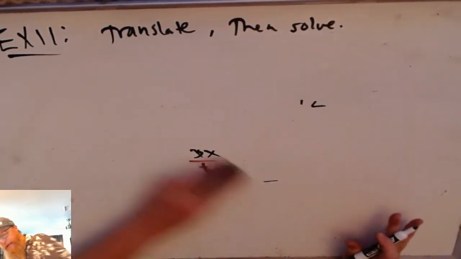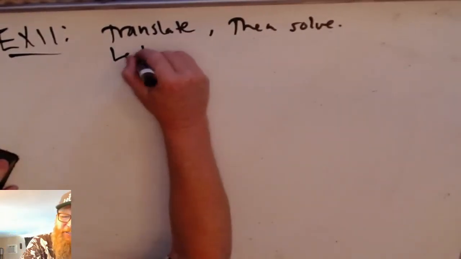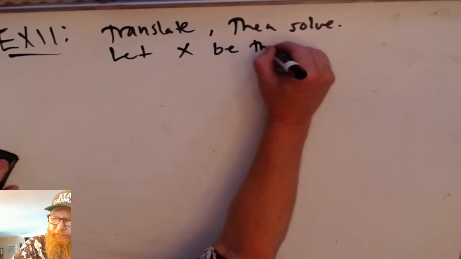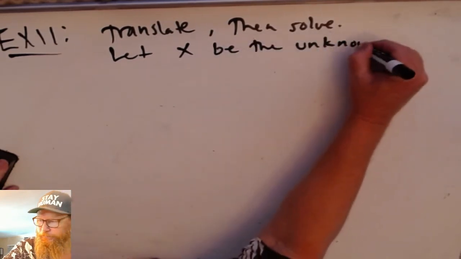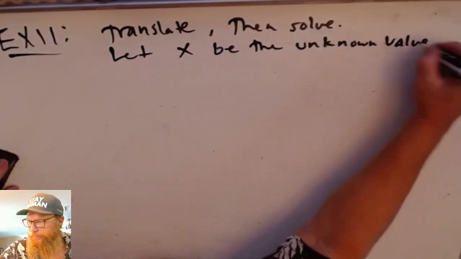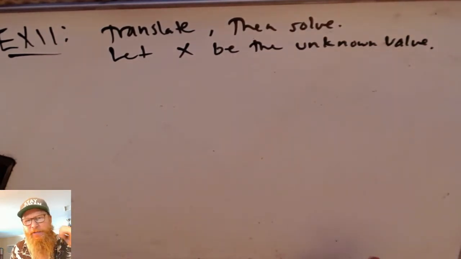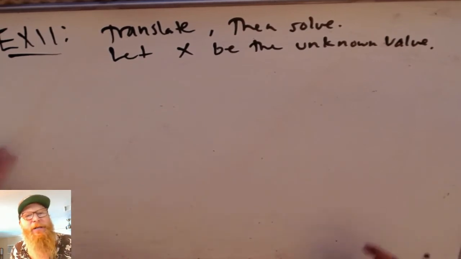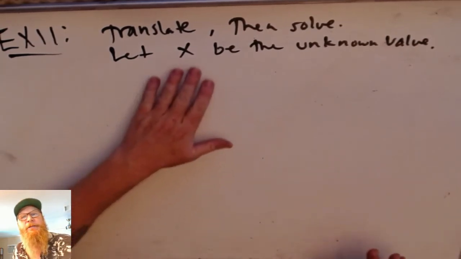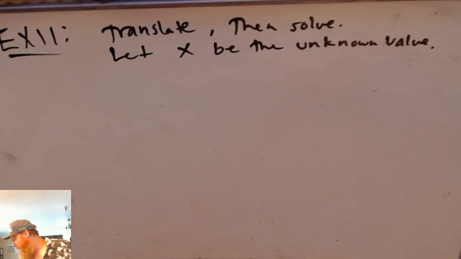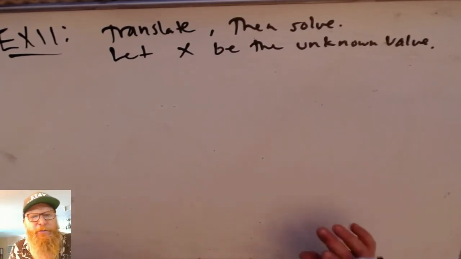So translate and then solve. Let x be the unknown value. Just makes it simple so that everybody's answers look the same. In the future, you will be able to choose your own variables for things, but I'm just going to choose for you today. So they'll all be x variables. Let's go through a few of the review terminologies.